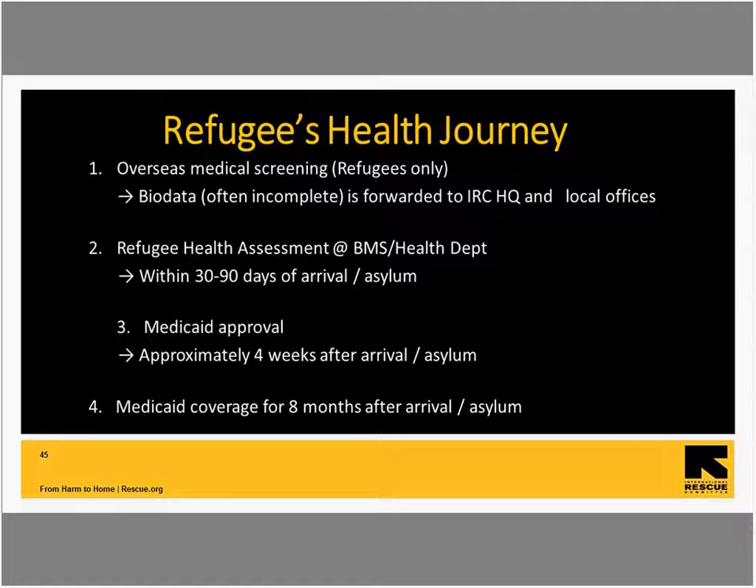So refugees will have a health assessment at their private provider within 30 to 90 days of arrival. That's the first time that they see a doctor, and the doctor might make referrals for them to see other specialists. They get Medicaid as soon as they arrive, but generally the Medicaid is approved approximately 4 weeks after their arrival into the United States. And they have Medicaid coverage for 8 months after arrival. After that 8 months, they're expected to recertify at their local DSS office.